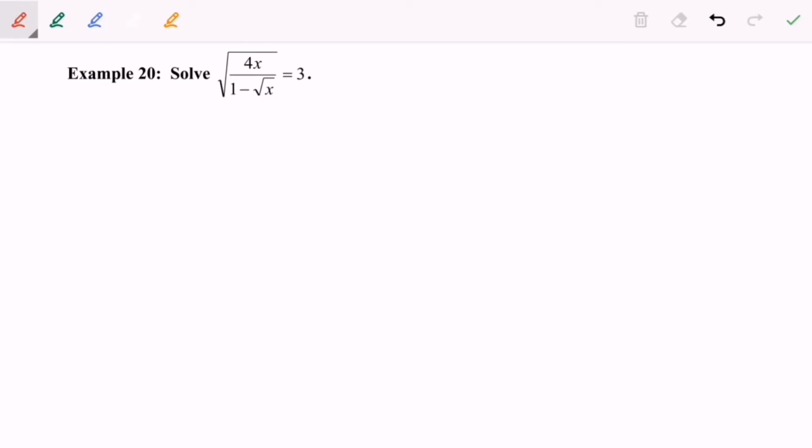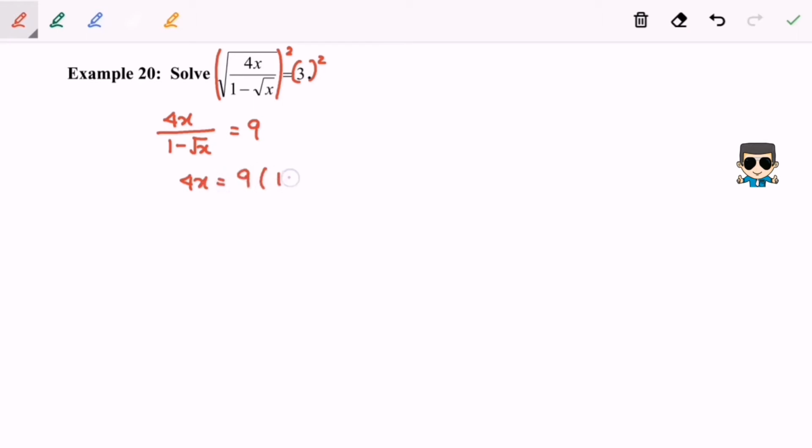Hello everyone, so now I'm going to discuss example 20. First I'm going to square both sides in order to eliminate the surd. So my answer will be 4x over 1 minus square root of x equals 9. Next step, I'm going to cross multiply. So 4x will be equal to 9 bracket 1 minus square root of x.